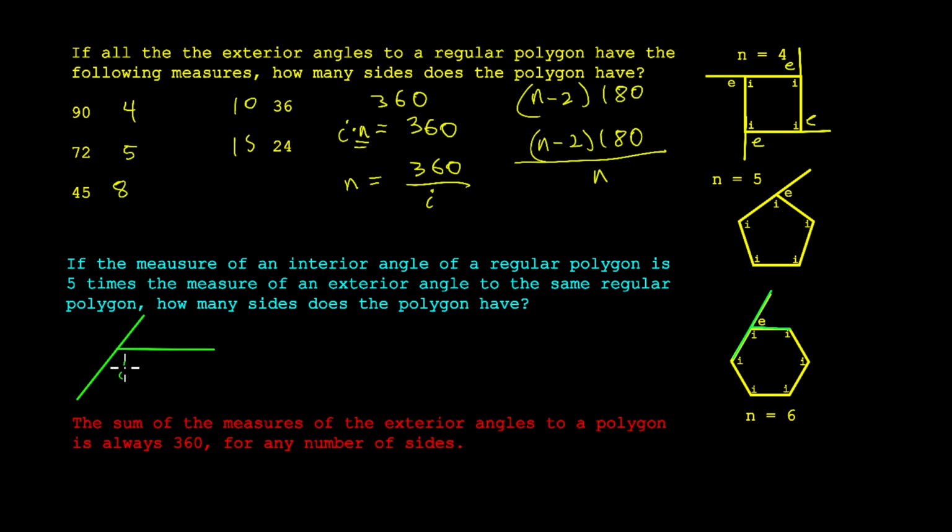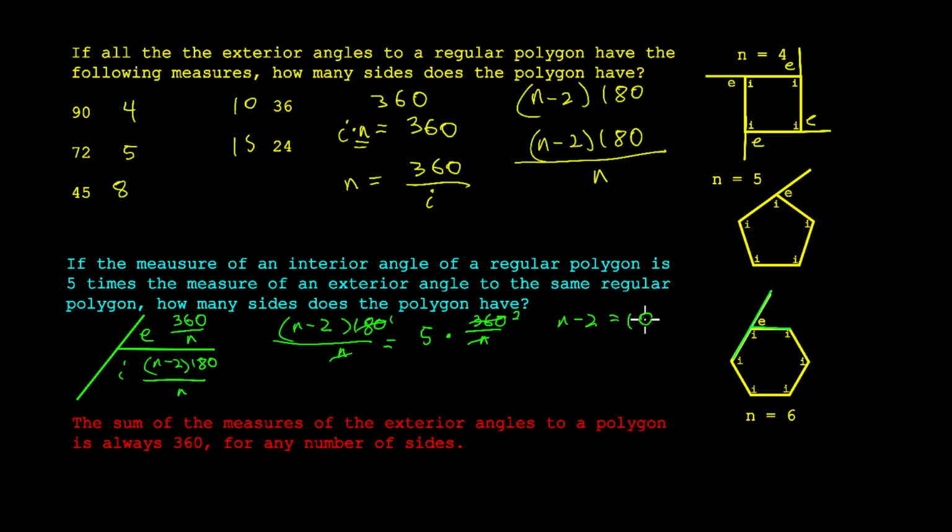So now bringing this over here, we'll show interior, exterior. An interior angle has the measure n minus 2 times 180 over n, and an exterior angle has the measure 360 over n. So for this specific problem, an interior angle, n minus 2 times 180 over n equals 5 times the measure of an exterior angle, which is 360 over n. So then canceling, we have n over n, so that cancels. And then 180 and 360 cancel to 1 and 2, leaving us with n minus 2 equals 5 times 2, which is 10. So n equals 12.